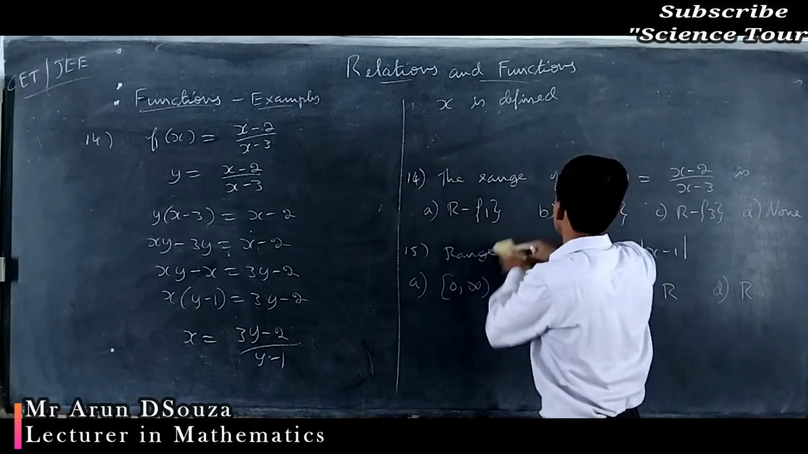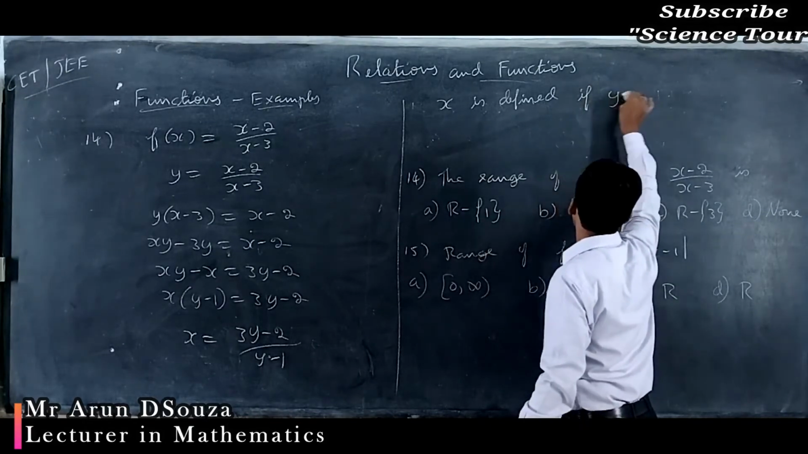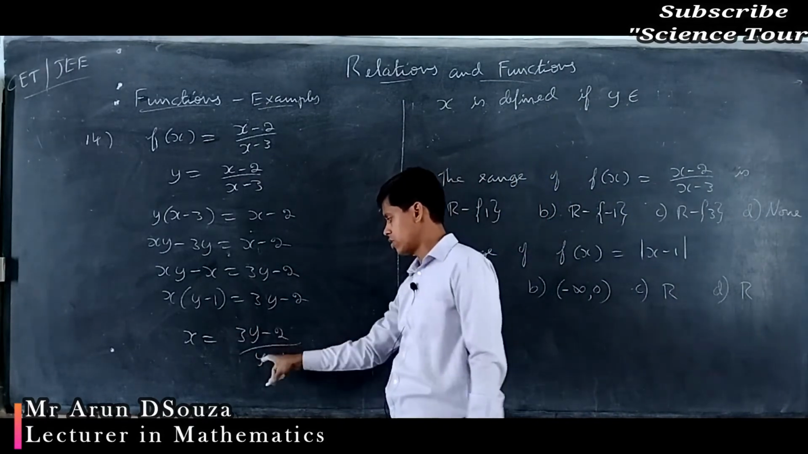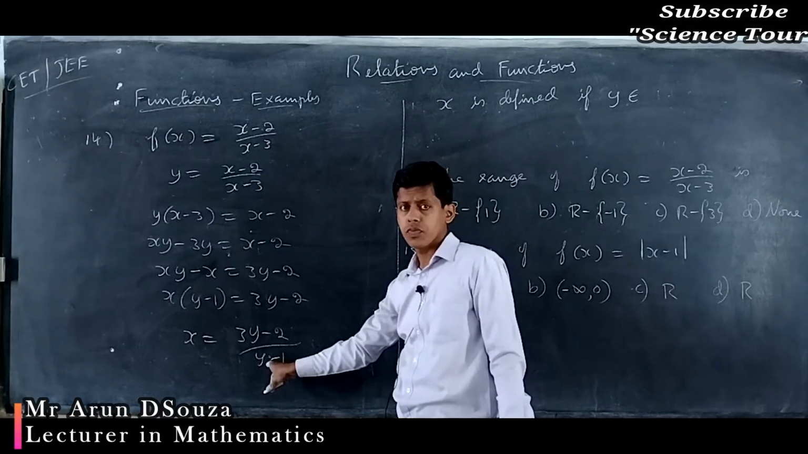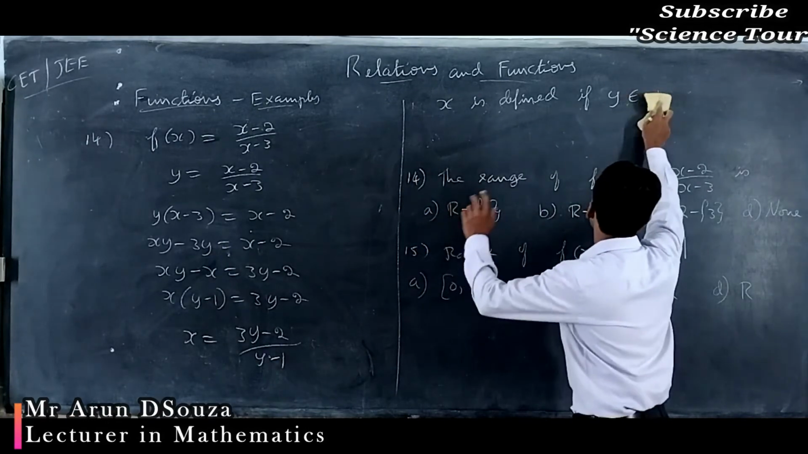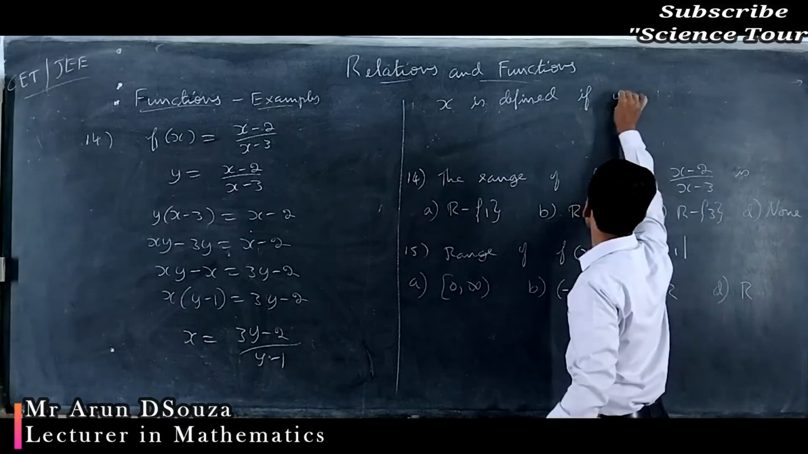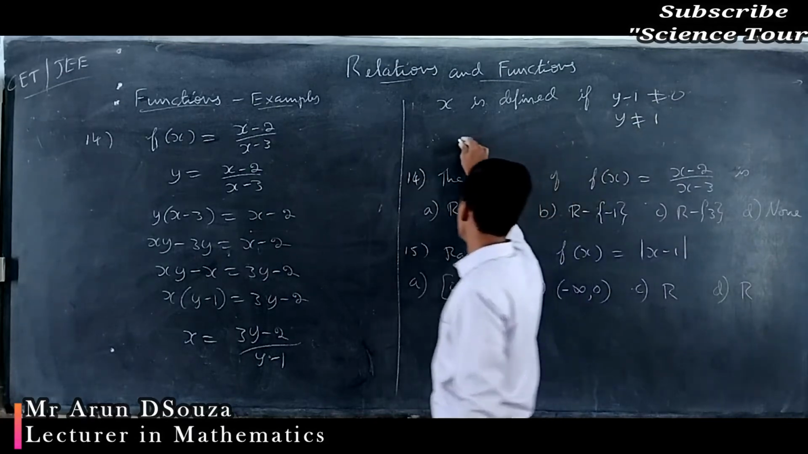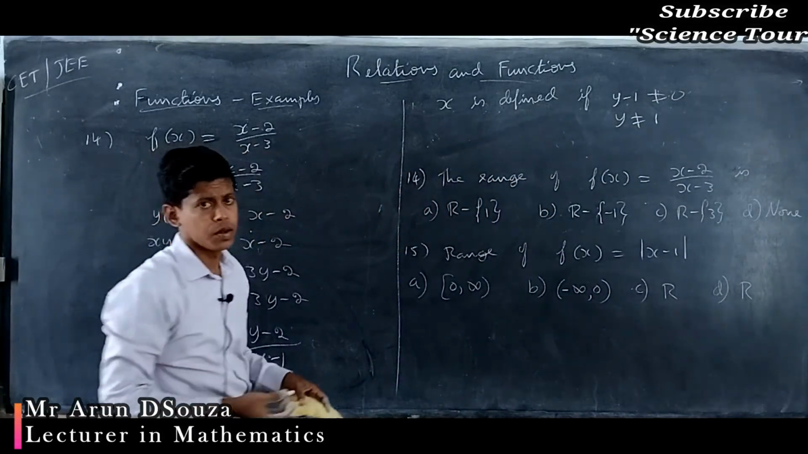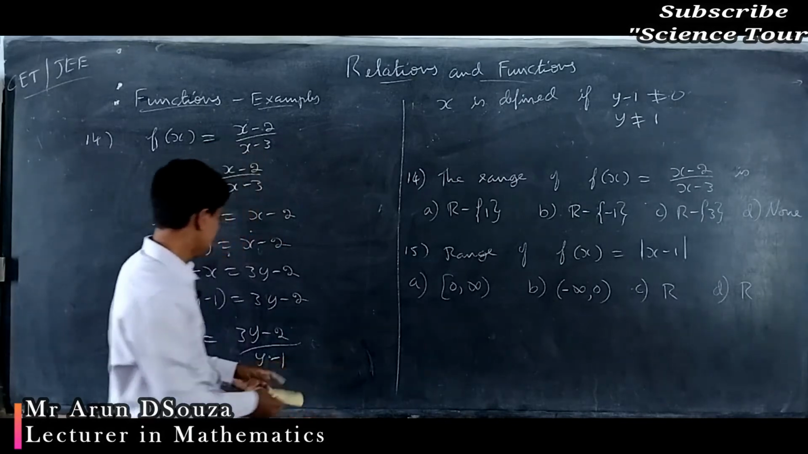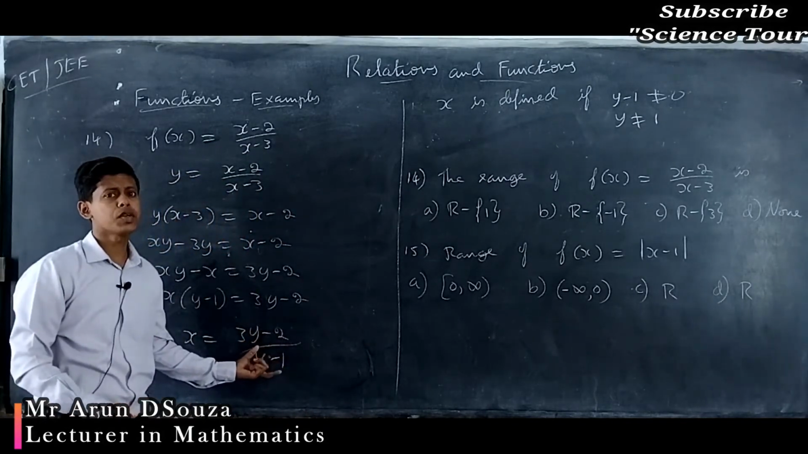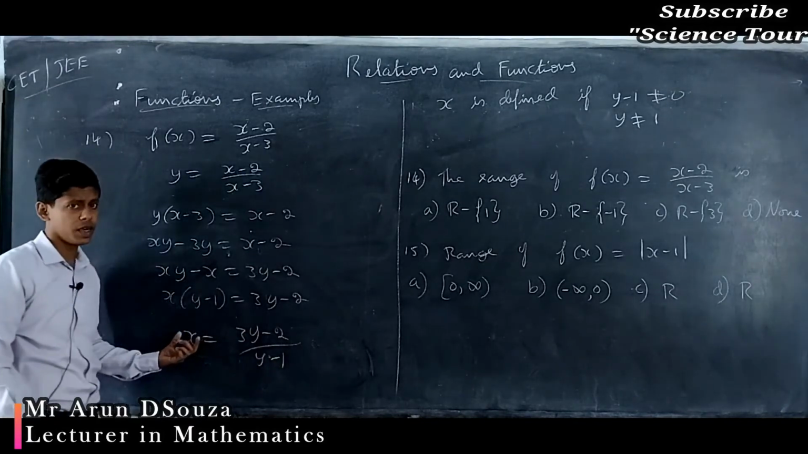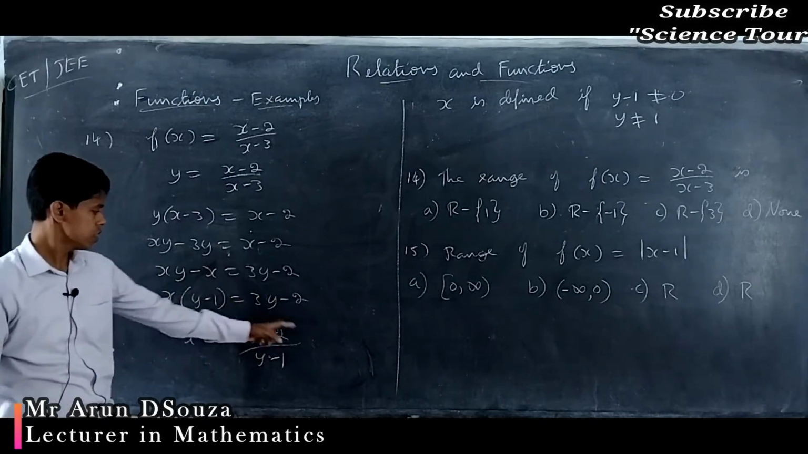Okay, so x is defined only if this quantity is not equal to 0, correct? So x is defined if the denominator is not equal to 0, that means y is not equal to 1. That means you can have any real number in place of y except 1. See, if you put 1, what will happen? 1 minus 1 becomes 0. Denominator is 0 means x is not defined.